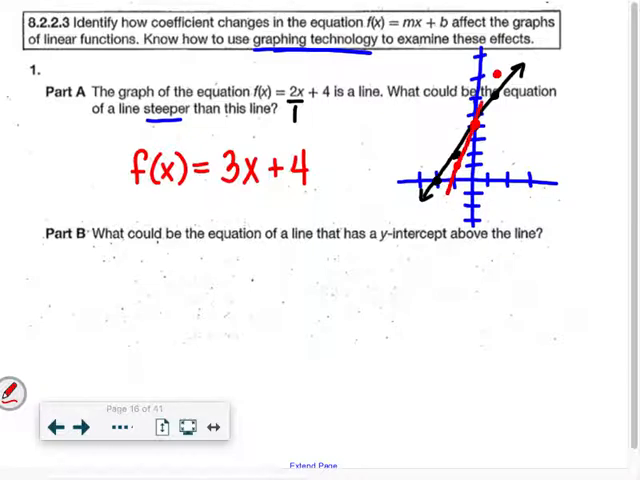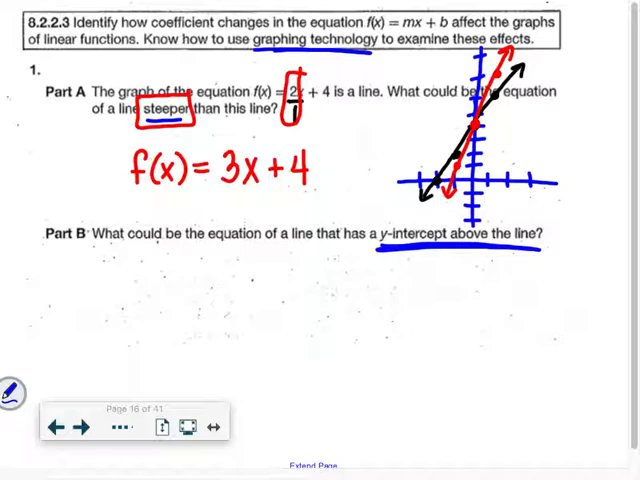So you can see that I've increased the slope of the line. So the coefficient that they're talking about here, to make your line steeper, the coefficient is the slope. Because the slope is the number in front of x, and that controls the steepness of your line. So if you have a slope of 2, anything higher than 2, 3, 4, 5, 6, is going to make your line steeper.